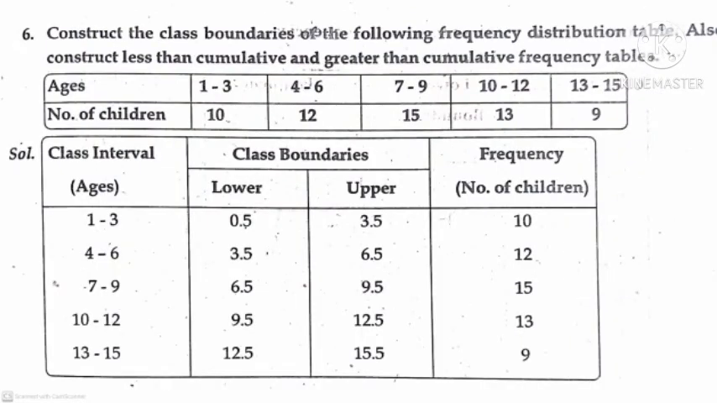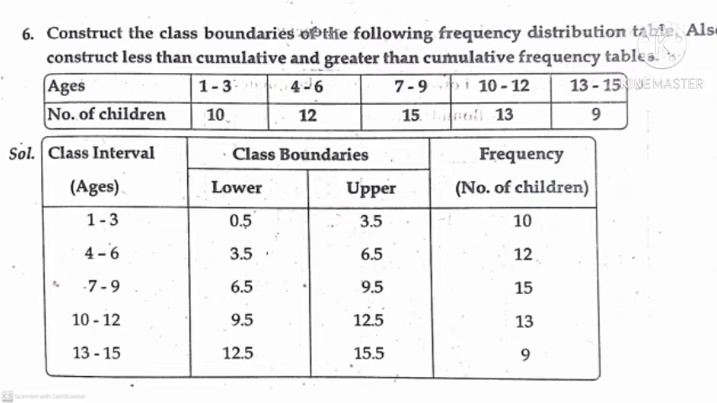Next question, sixth one. Construct the class boundaries of the following frequency distribution tables and also construct less than cumulative and greater than cumulative frequency tables. Observe the box. The box contains two rows, ages and number of children. Solution. First we have to create the table with three columns. Class interval, it indicates ages. Class boundary, again class boundary is divided into two parts. One is lower boundary and another is upper boundary.